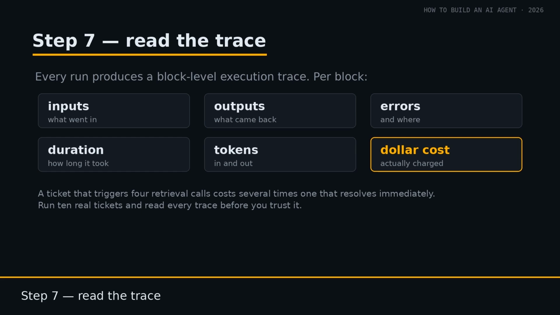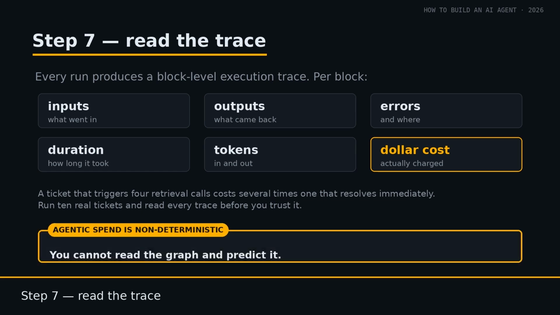You cannot read the graph and predict it. A ticket that triggers 4 retrieval calls costs several times one that resolves immediately. The trace is how you find out that one branch is quietly expensive. Run 10 real tickets before you trust it and read every trace. That's where you find the instruction that was ambiguous.